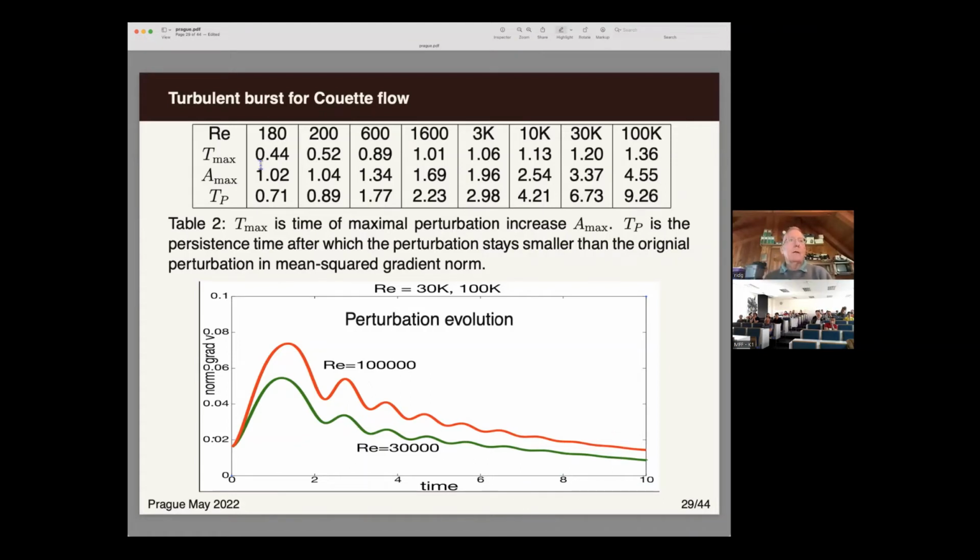And you can look at the detail of this. So you can ask at what time for different Reynolds numbers, what time is the maximum. So that grows a little bit. You can say how big is the amplitude, that grows even more. And maybe the most important thing is the time of persistence. That is, how long does it take to get from whatever the initial perturbation is to where eventually it's below that, and that grows the most. So the persistence time is growing most strongly in terms of Reynolds number.